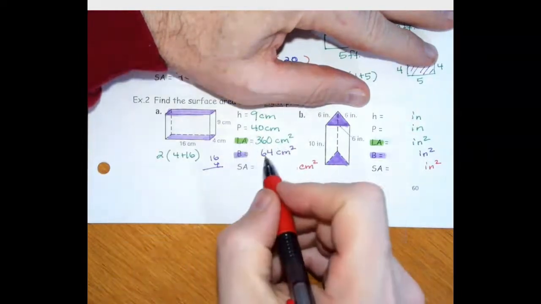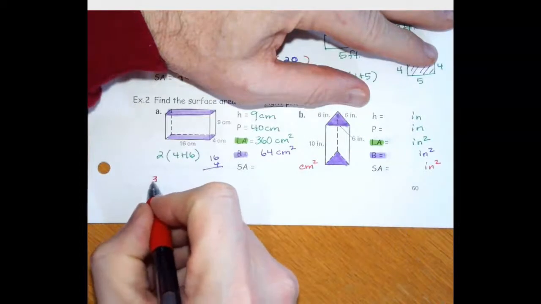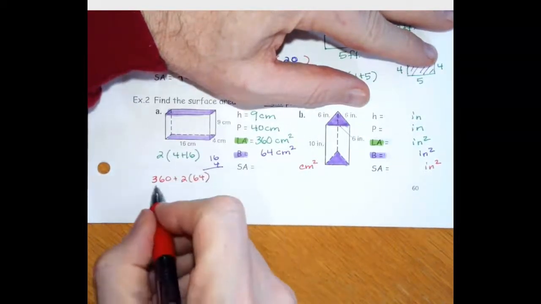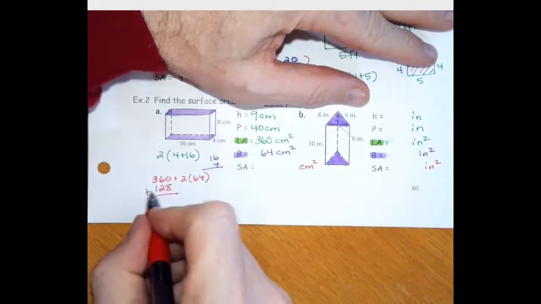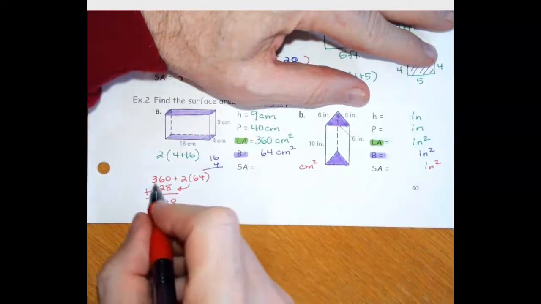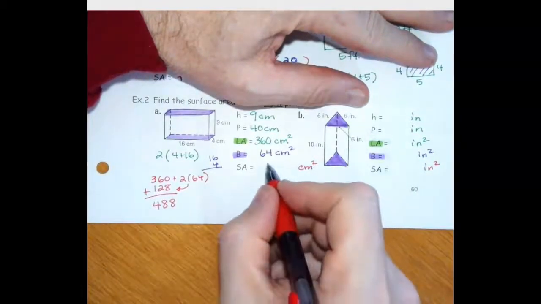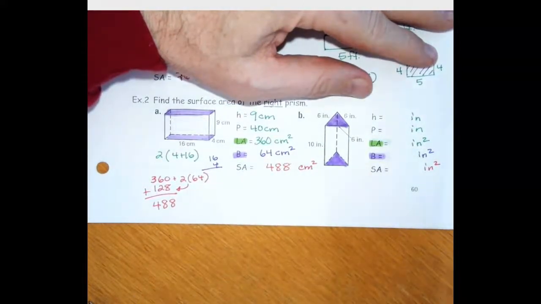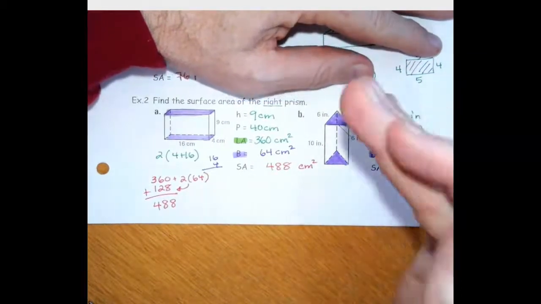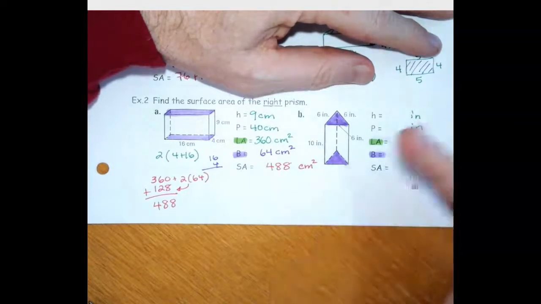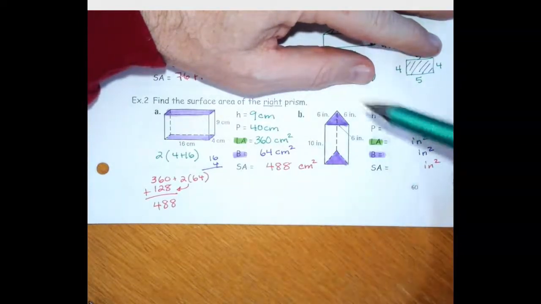Alright, so down here, remember we have 2 bases, so 2 times 64. So 2 times 64 is 128. I'm just going to write that over here. And then 8... So 488 centimeters squared. Okay, now if it's too fast, pause the video, think about it, rewind it, and then come try this problem.